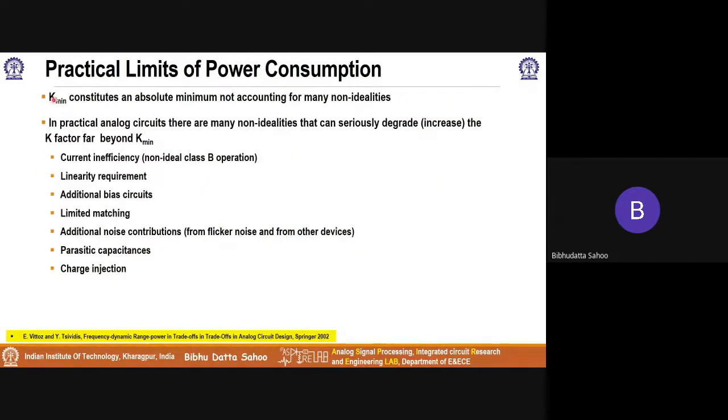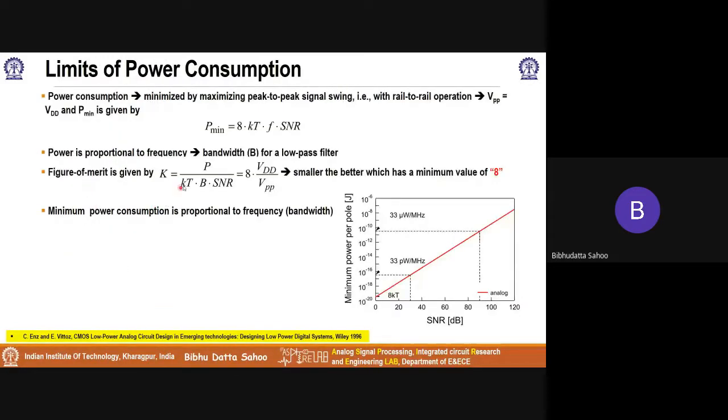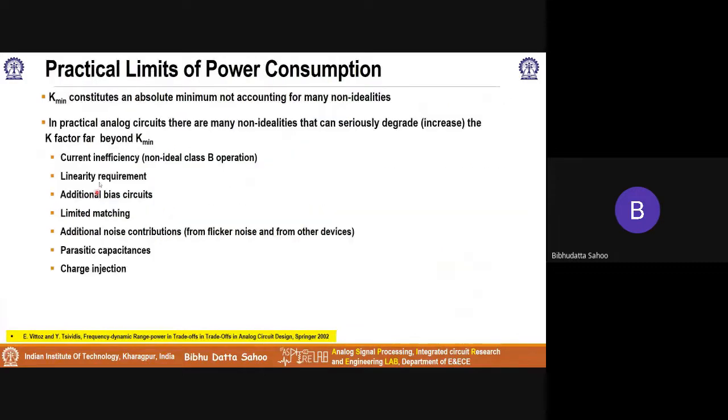Now the K-min, the figure of merit, constitutes an absolute minimum, not accounting for many non-idealities. In practical analog circuits, there are many non-idealities that can seriously degrade the K factor far beyond K-min. And when we say degrade, as we said, the lesser the K, the better is the circuit. So that means it is going to increase the K.